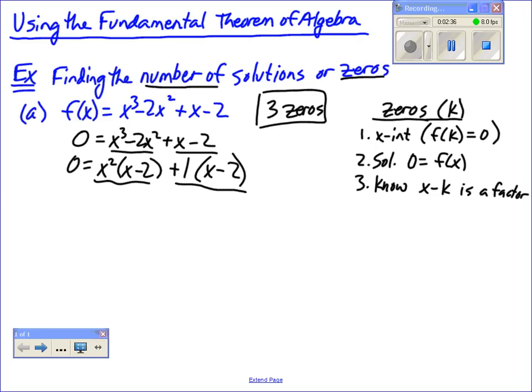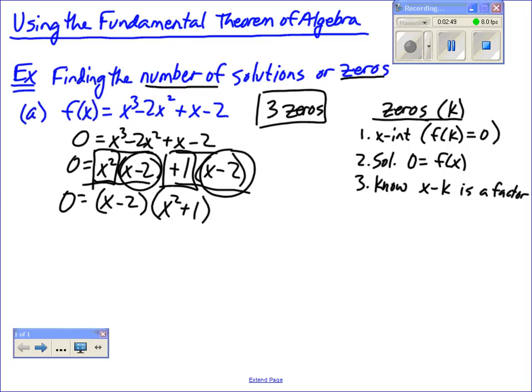So you're just going back to factoring by grouping. I can take out an x minus 2 from each of those terms. Take the x minus 2 out. What am I left with? I'm left with an x squared plus 1. So 0 equals x minus 2 times x squared plus 1.